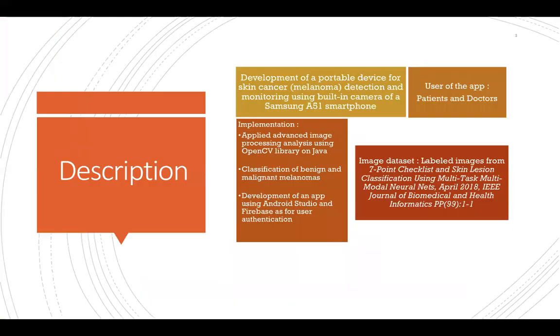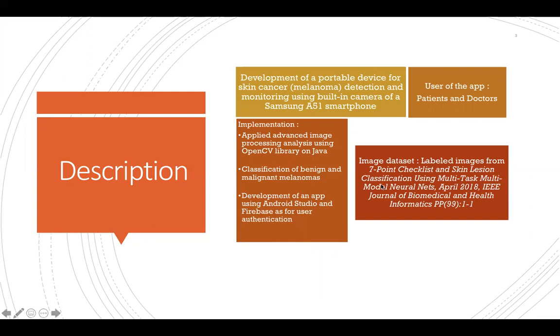Our contribution in this project is the development of the portable device for malignant melanoma detection and monitoring using a built-in camera of Samsung Galaxy A51 smartphone. The users of the app are patients and doctors. For the implementation, our team applied their knowledge on image processing, picture extraction, and classification using machine learning techniques. The implementation is done in three different steps. Applied advanced image processing analysis using OpenCV on Java, classification of benign and malignant melanomas, development of an app using Android Studio and Firebase for user authentications.